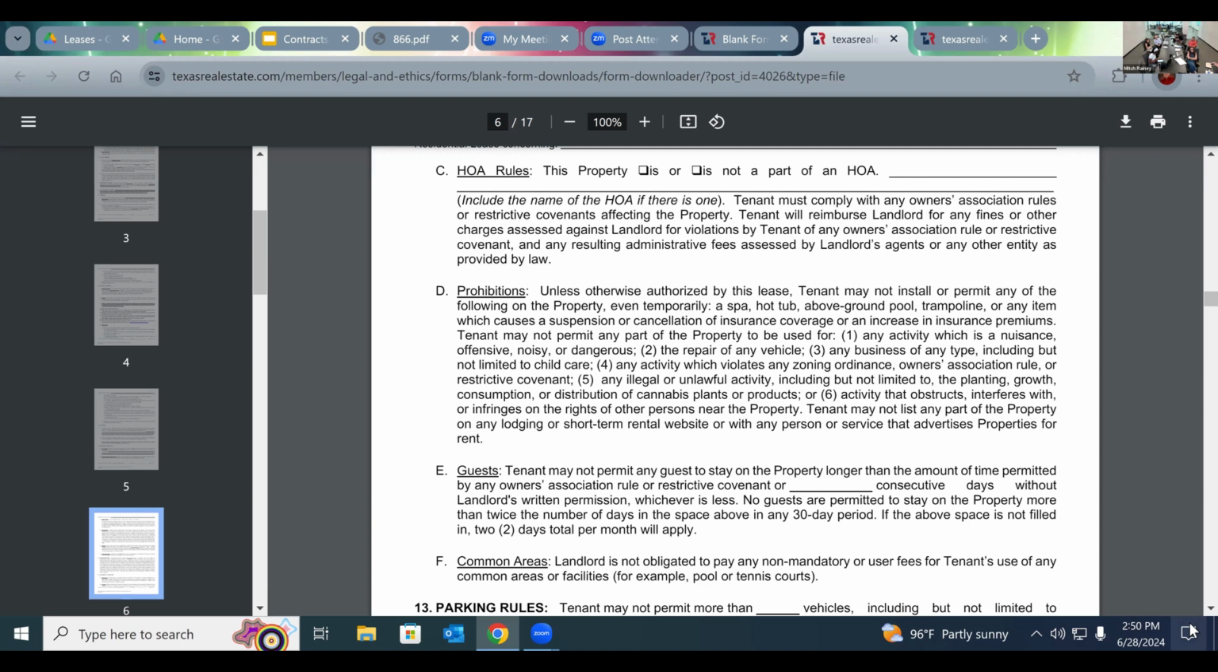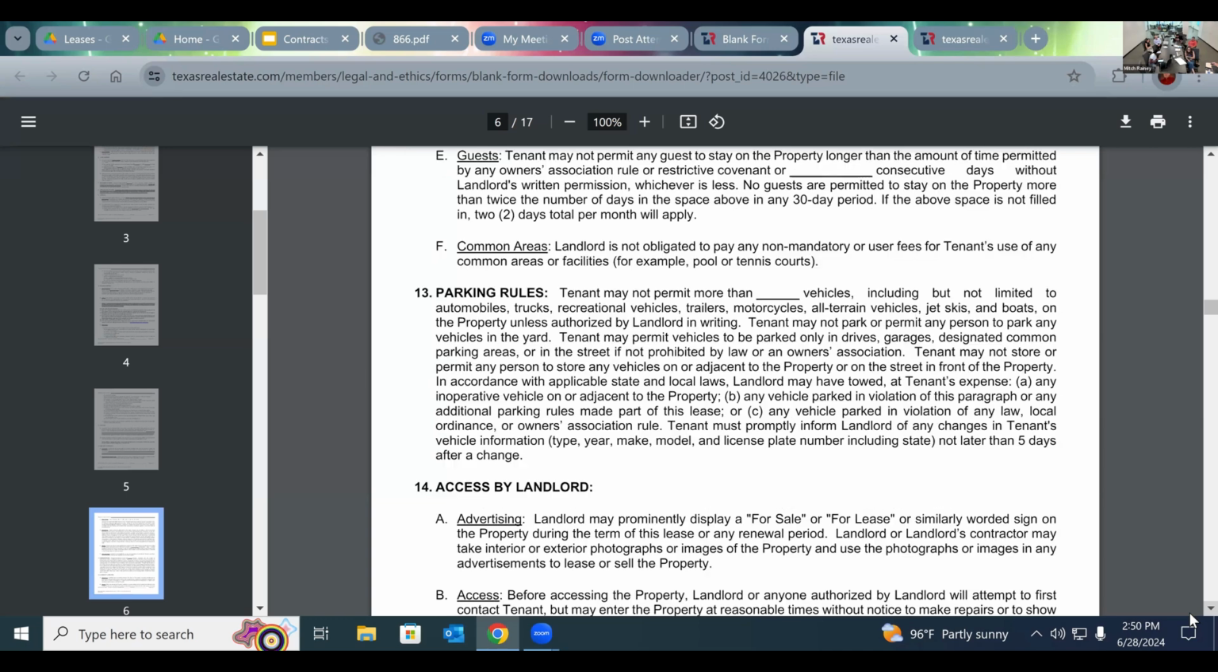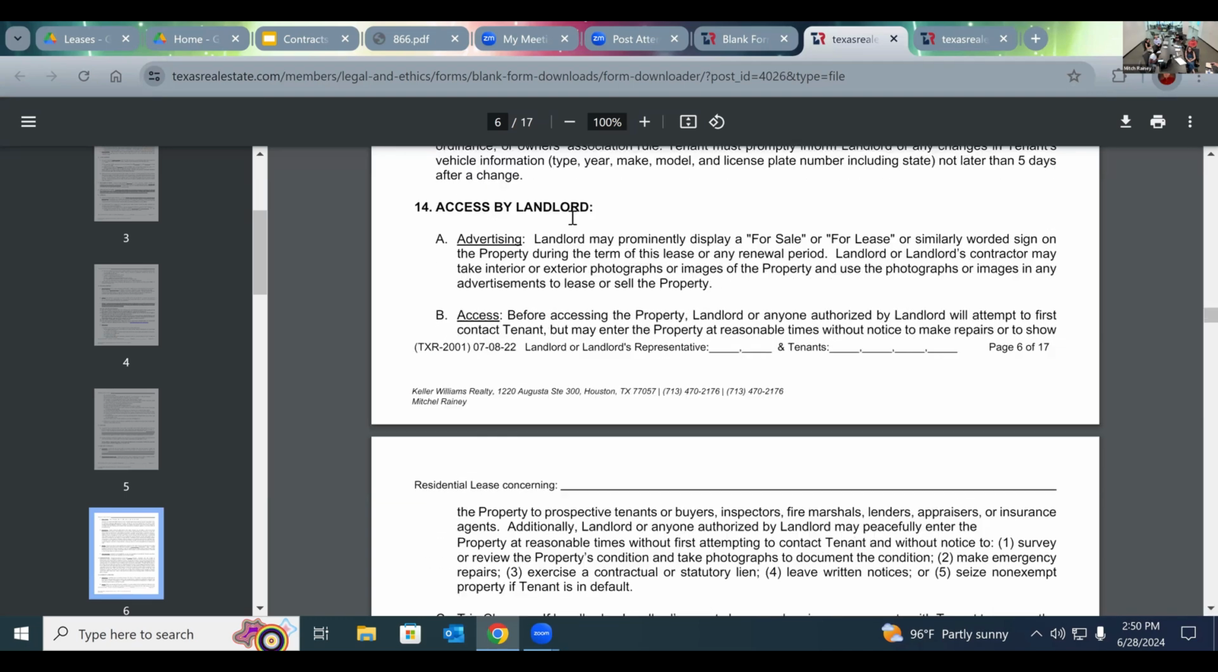How many guests for how many days for a guest? There are your parking rules. Advertising: landlord may prominently display for sale, for lease, or similarly worded signs on the property during the term of this lease or any renewal period. Also the HOA too; sometimes they don't allow it. But this is letting the tenant know that the landlord can sell this property. They can put a sign in the yard during that lease, not just the last 30 or 60 days.